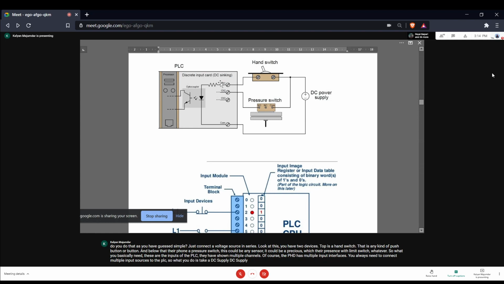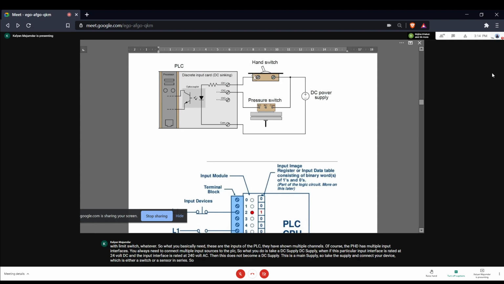DC supply when? If this particular input interface is rated at 24 volt DC. And if the input interface is rated at 220 volt AC, then this does not become a DC supply. This is a main supply. So take this supply and connect your device, which is either a switch or a sensor, in series.